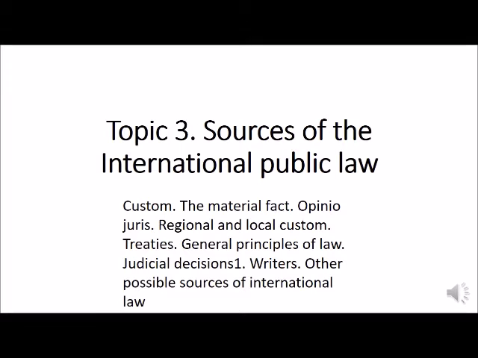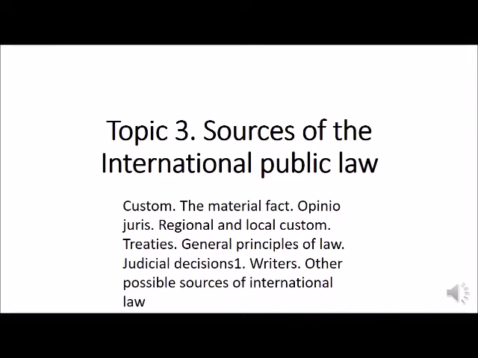to it, shall apply: a. international conventions, whether general or particular, establishing rules expressly recognized by the contesting states; b. international custom, as evidence of a general practice accepted as law; c. the general principles of law recognized by civilized nations; d. subject to the provisions of Article 59, judicial decisions and the teachings of the most highly qualified publicists of the various nations, as subsidiary means for the determination of rules of law.